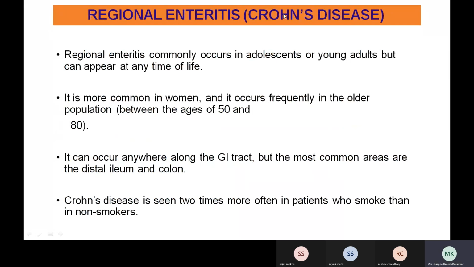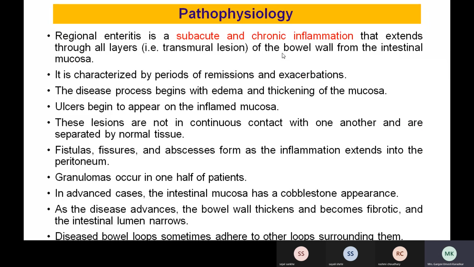Then first, we will see the regional enteritis. As I said, it is also called Crohn's disease. Regional enteritis is more seen in adolescents or young adults, but it can appear at any time in life. It is more commonly seen in women, and it occurs frequently in the older population, mostly between the age of 50 to 80 years. It can occur anywhere along the GI tract, but the most common areas are the distal ileum and colon. Crohn's disease is seen 2 times more often in patients who smoke than in non-smokers. So this is just an introduction of Crohn's disease.